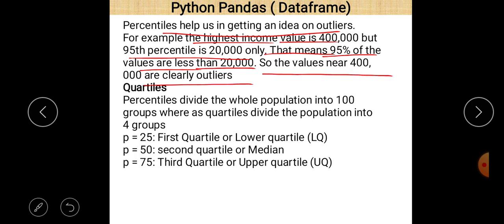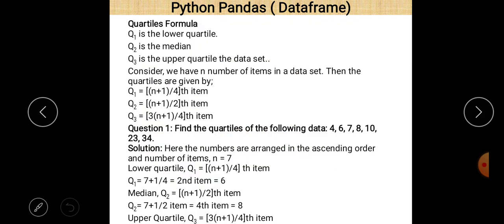Now the quartiles. Percentiles divide the whole population into 100 groups, while quartiles divide the population into 4 groups. So there is a basic difference between quartiles and percentiles. And 3 categories are here: 25, 50 and 75. So P25 means first quartile or lower quartile, P50 means second quartile or median, and P75 means third quartile or upper quartile.